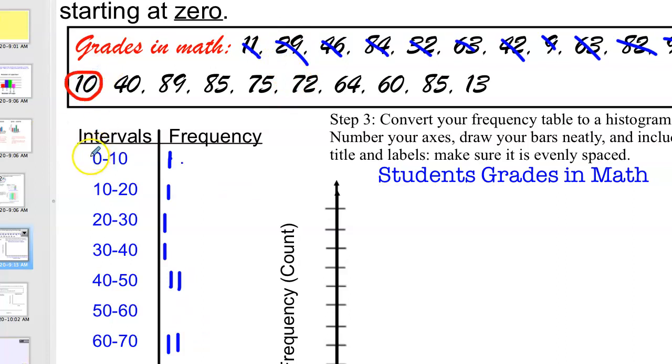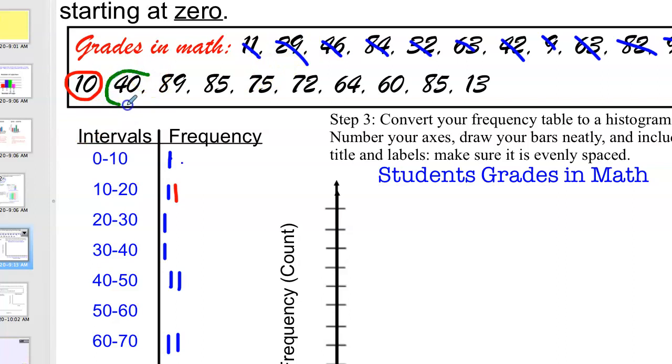Is 10 going to go from 0 to 10? Is 10 going to go between 10 and 20? And would 10 go in both? I'm going to tell you 10 will not go in both, okay? This is 0 to 10, not including 10. So 10 has to go in between 10 and 20, okay? So be very careful. These can be tricky.